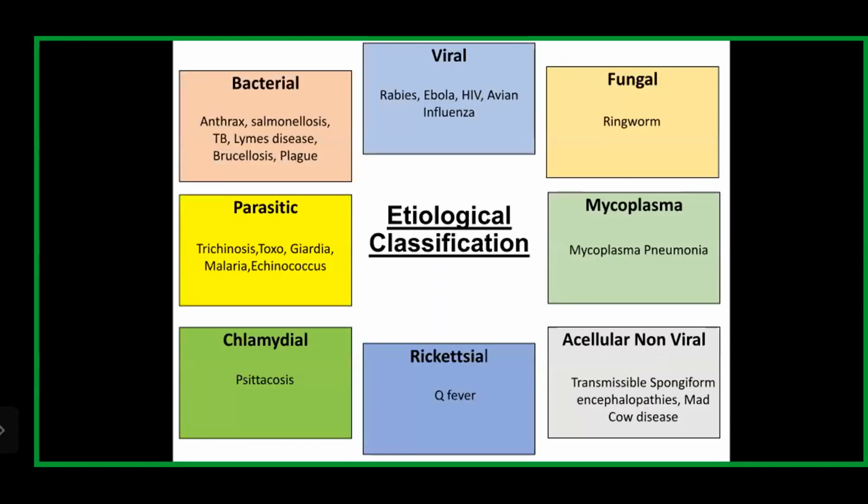There is also an etiological classification according to the organism, which includes viral, like Ebola, HIV, and avian influenza; fungal infections like ringworm; mycoplasma, like Mycoplasma pneumoniae; then parasitic, which includes trichinosis, malaria, and echinococcus; chlamydial psittacosis; and rickettsial and bacterial infections like anthrax and salmonellosis. Certain acellular non-viral organisms are also transmissible, like spongiform encephalopathies and mad cow disease.